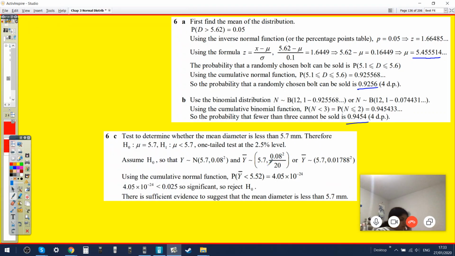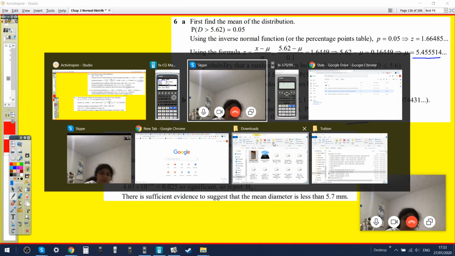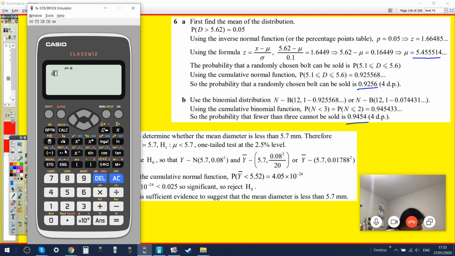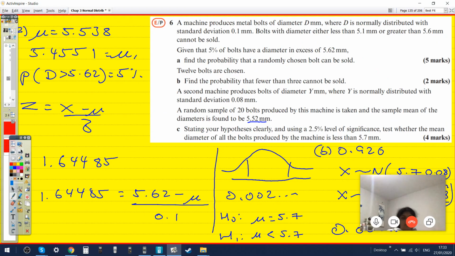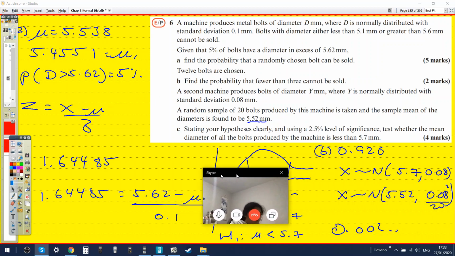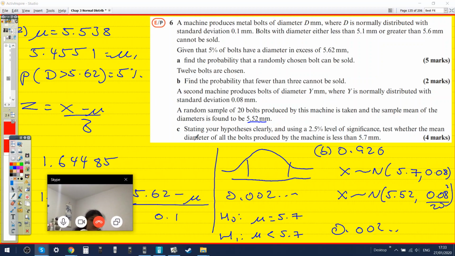I did 0.08 over 20 square rooted and it said 0.0632. Oh, it's 0.08 squared. I don't think I did that. That's what we left out, the squared. So it's basically just standard deviation over the square root of n. Yeah. And so try changing your value. 5.7 as well.